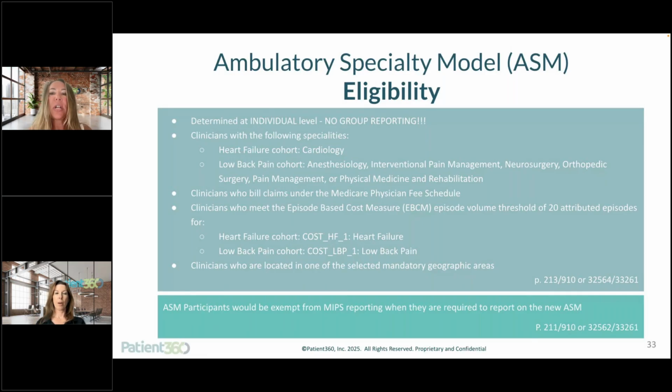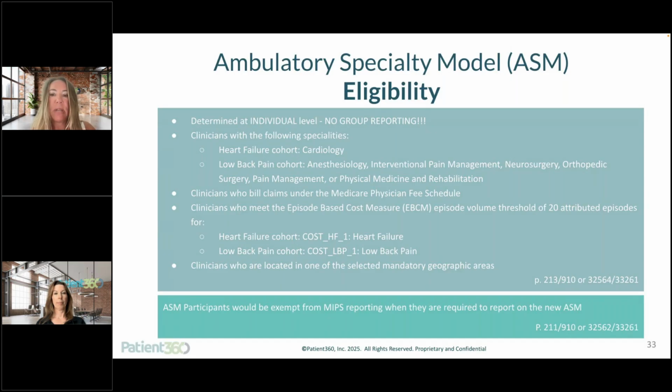First, you're going to have one of the defined specialty types listed on your Medicare Part B claims. For the heart failure cohort, CMS is looking at cardiologists only. For the low back pain cohort, you can see on the slide, it's going to be anesthesiology, interventional pain management, neurosurgery, orthopedic surgery, pain management, and physical medicine and rehabilitation. CMS is also going to check to see that a clinician is billing claims for Medicare.